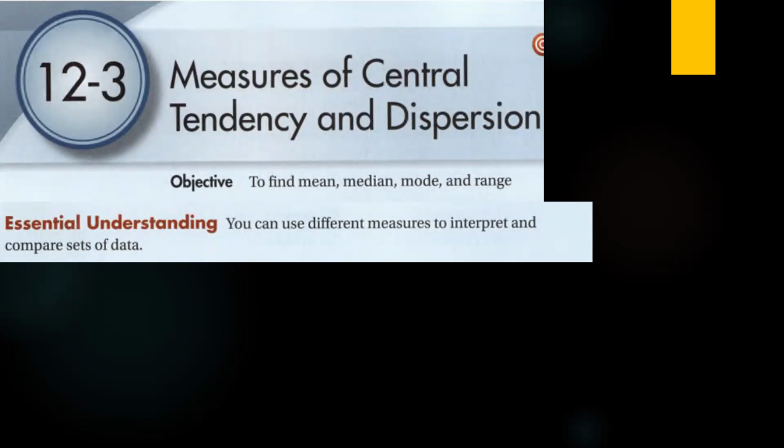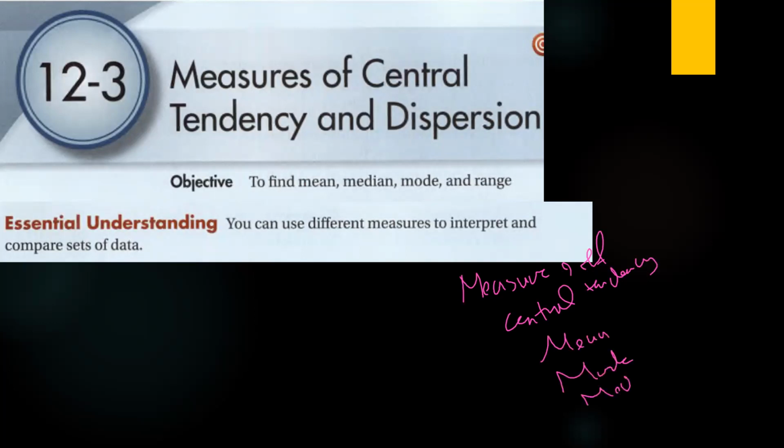The measures of central tendency are mean, mode, and median. And the measure of dispersion is the range.